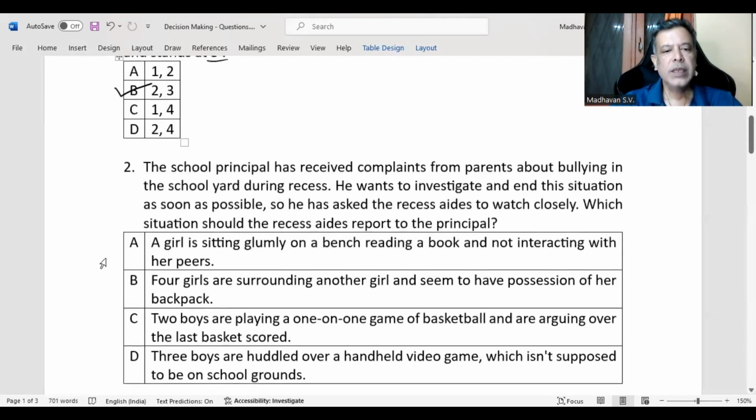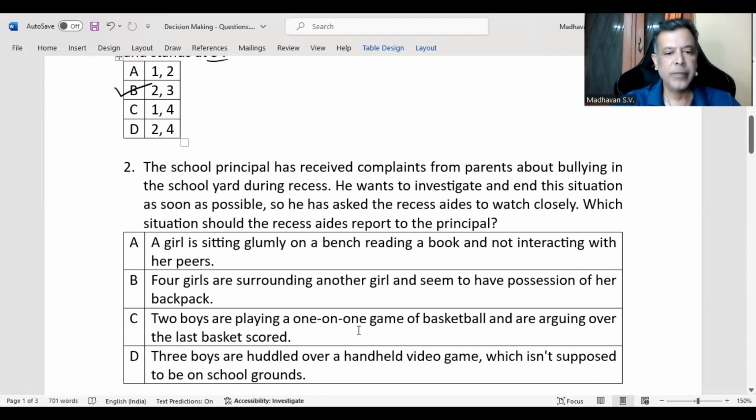First one, option A, a girl is sitting glumly on a bench reading a book and not interacting with her peers. There is no such bullying activity in the first option. Option B, 4 girls have surrounded another girl and seem to have possession of her backpack. So this looks to be a bullying activity. Then option C, 2 boys are playing a one-on-one game of basketball and are arguing over the last basket scored. That is only a discussion or argument.